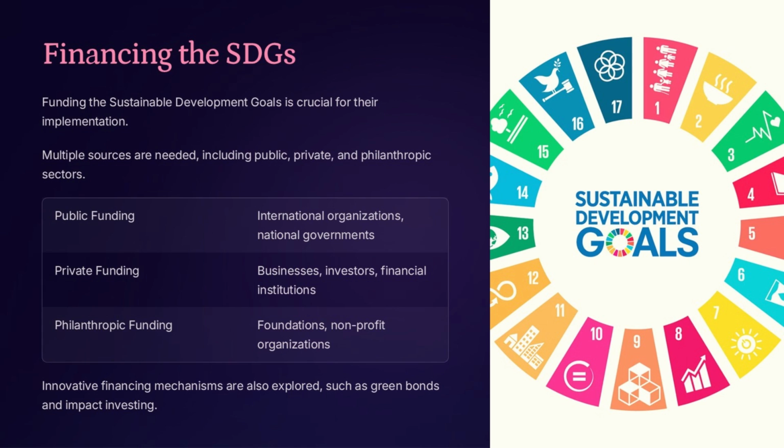Achieving the SDGs will require significant funding from a variety of sources, including public, private, and philanthropic sectors. Public funding from international organizations and national governments is a key component. Private funding from businesses, investors, and financial institutions also plays an important role. Philanthropic funding from foundations and nonprofit organizations is another important source. Innovative financing mechanisms like green bonds and impact investing are also being explored to help fund the SDGs. Securing sufficient and diverse funding is essential for the successful implementation of the SDGs worldwide.